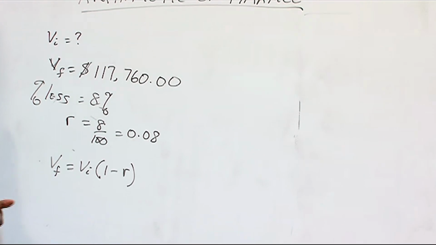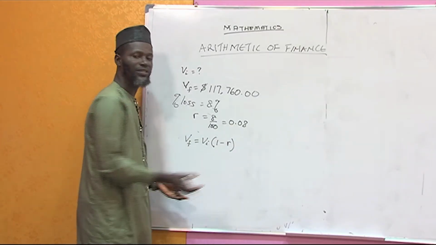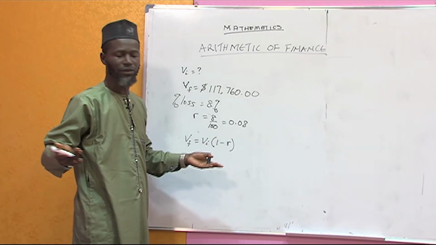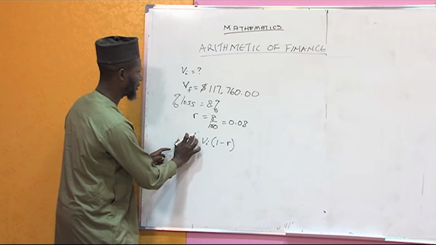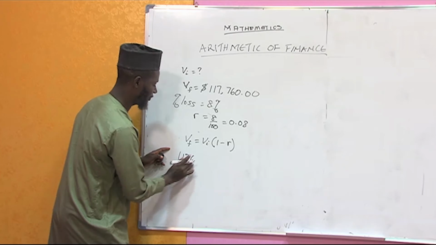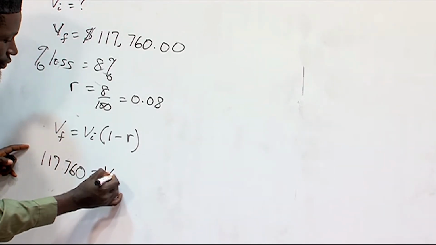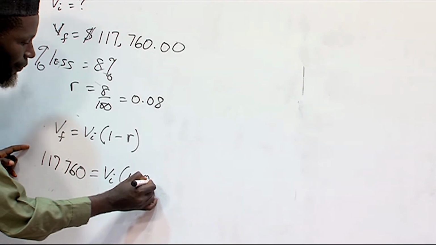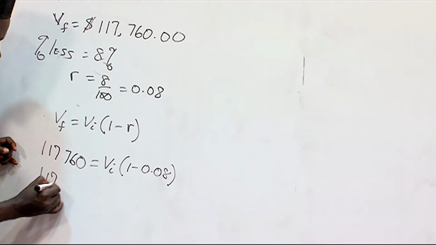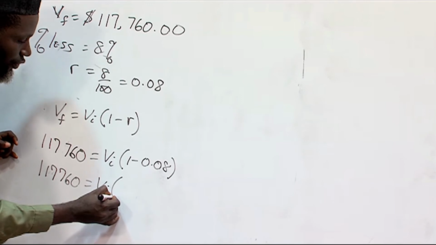But this one has nothing to do with compound interest. It is just a deal, and within a deal they finish. So you don't need to put any n, because even if you put n, it is simply one year, which is 1. So we have our final value: 117,760 is equal to initial value into bracket 1 minus 0.08.